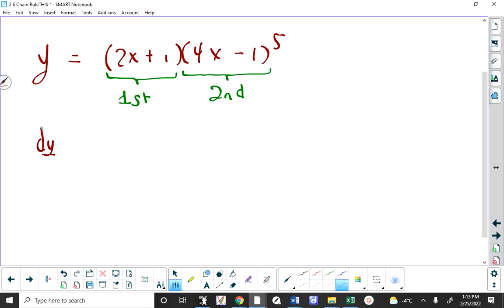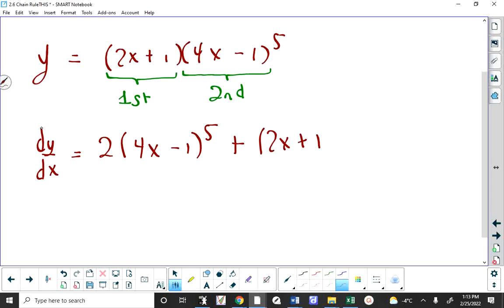So dy/dx is equal to the derivative of the first times the second, plus the first times the derivative of the second.